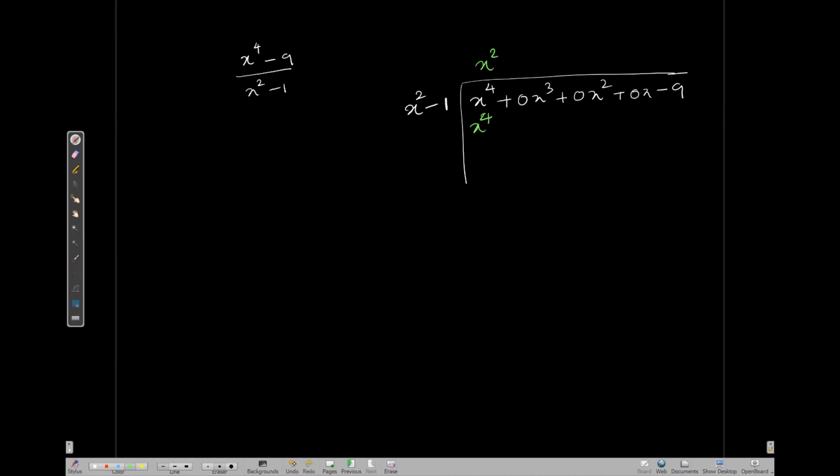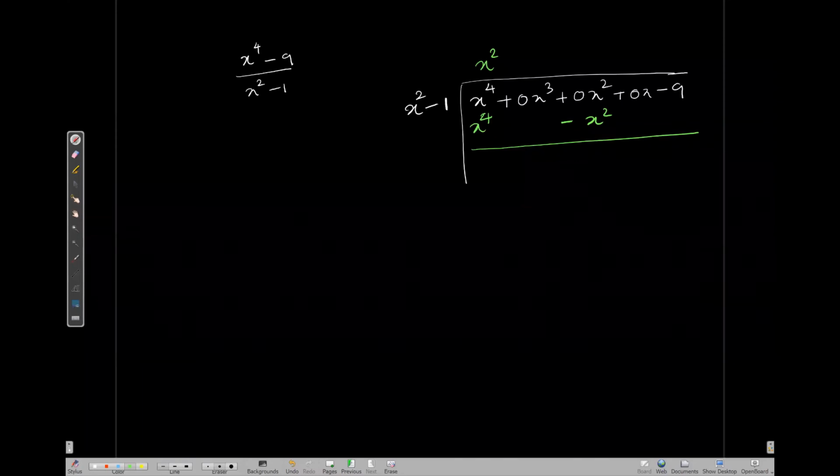So minus x squared, place it underneath the x squared term, right? Then no confusions. Then you can easily subtract. So you get 0x cubed. You don't need to write that, so just 0 and x squared. Pause the video and try it yourself.